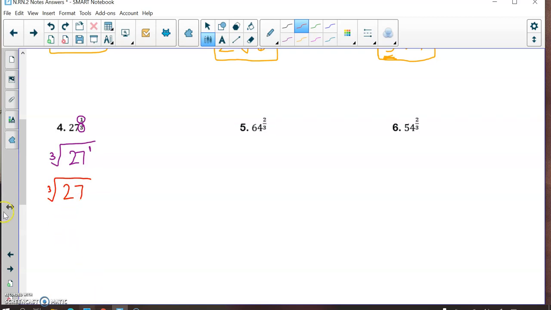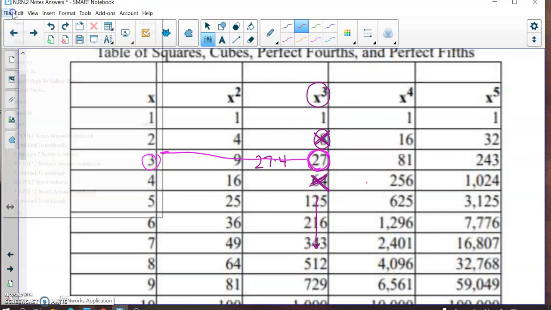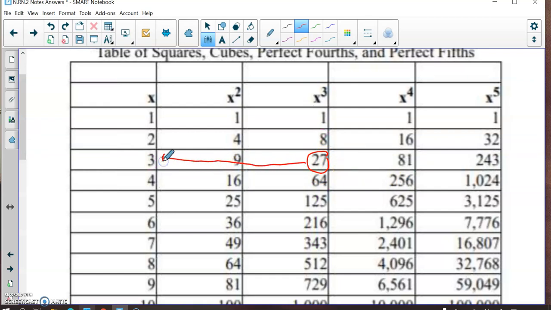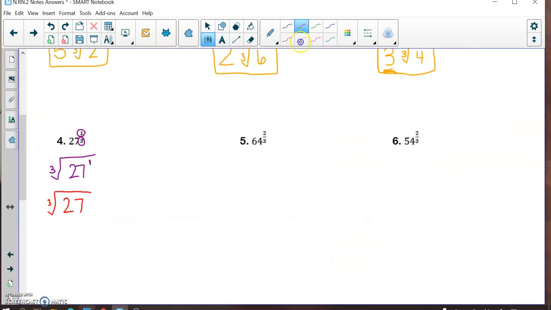And if we look at our chart, at the x cubed column, 27 is already a perfect cube. So we don't need to split 27 up into anything, because since it's already a perfect cube, the cubed root of 27 is 3. So your answer is just 3. That's it. Okay, next one.